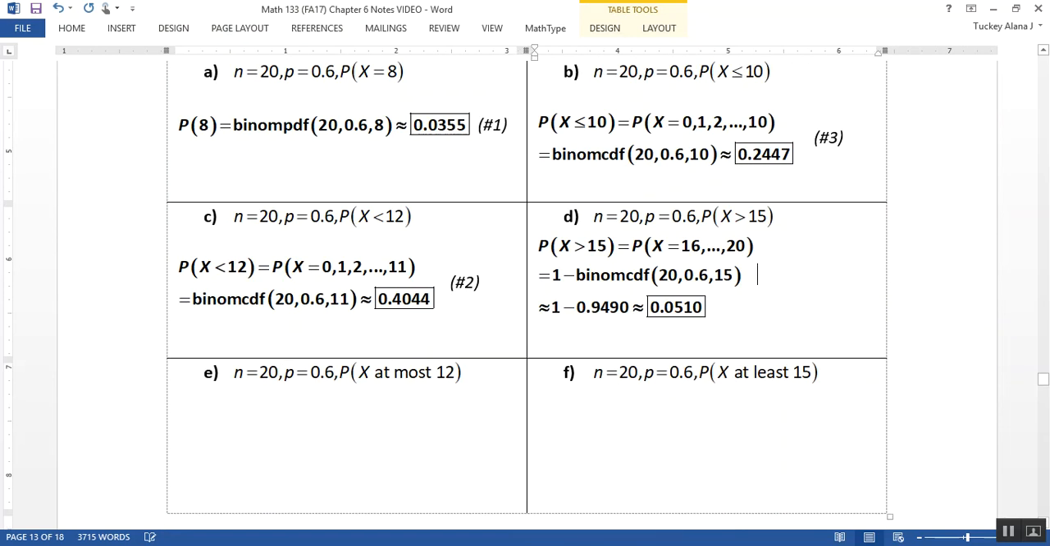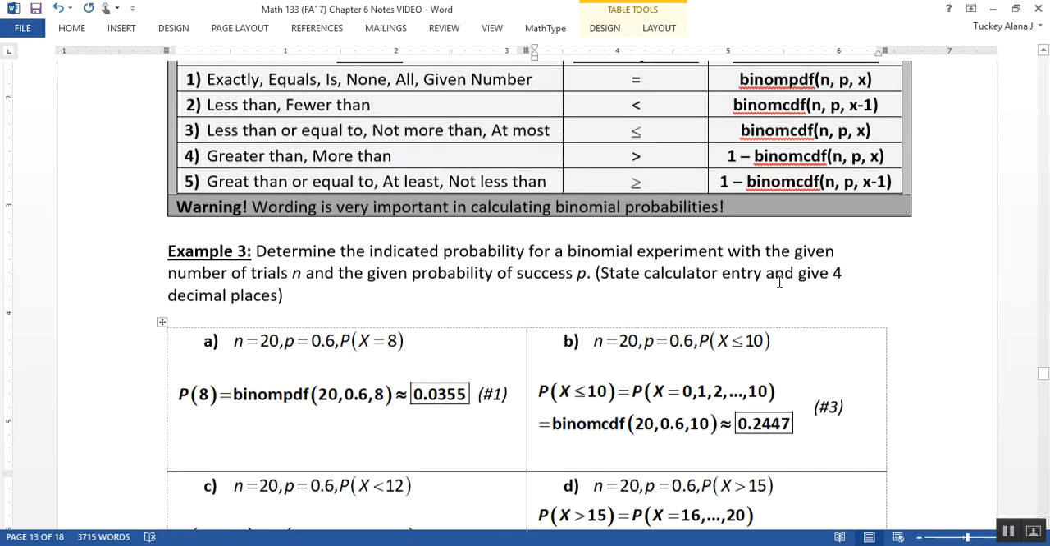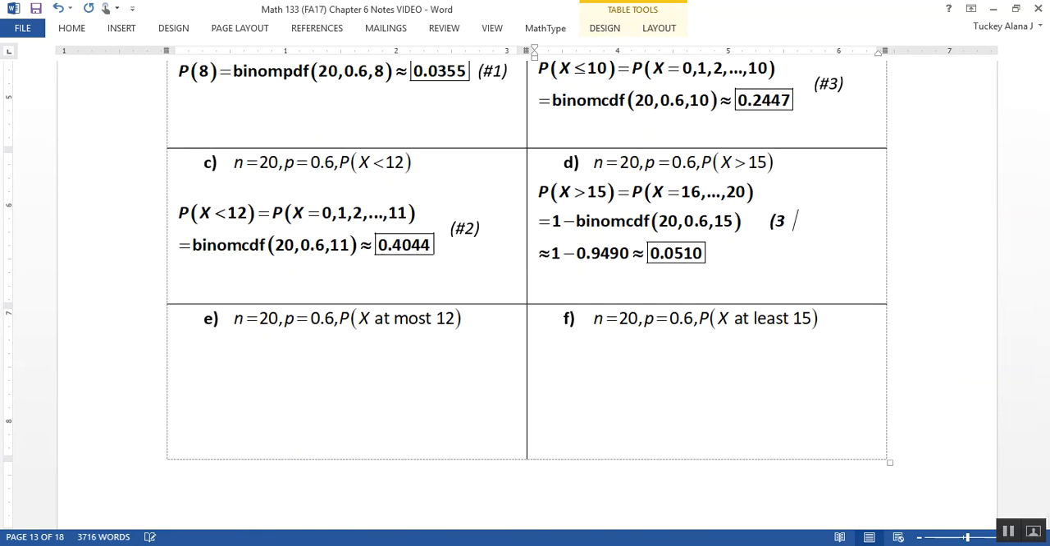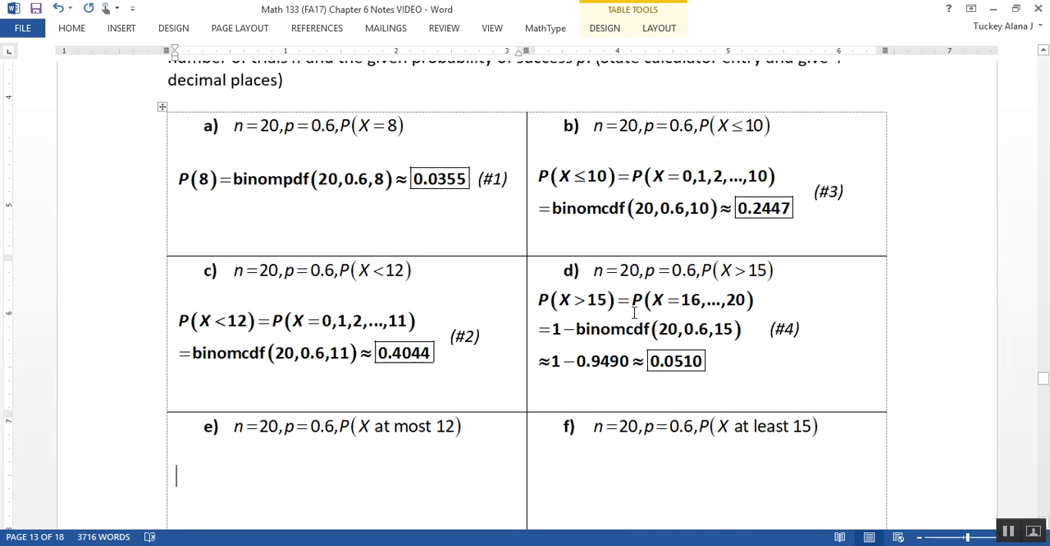Okay, now, just for the record, this was rule number 4 that we were using. That was the rule. All right, now for the last row. Let's see, the probability of at most 12. Well, there's some words in that one rather than just straight up symbols like all the other 4 had.